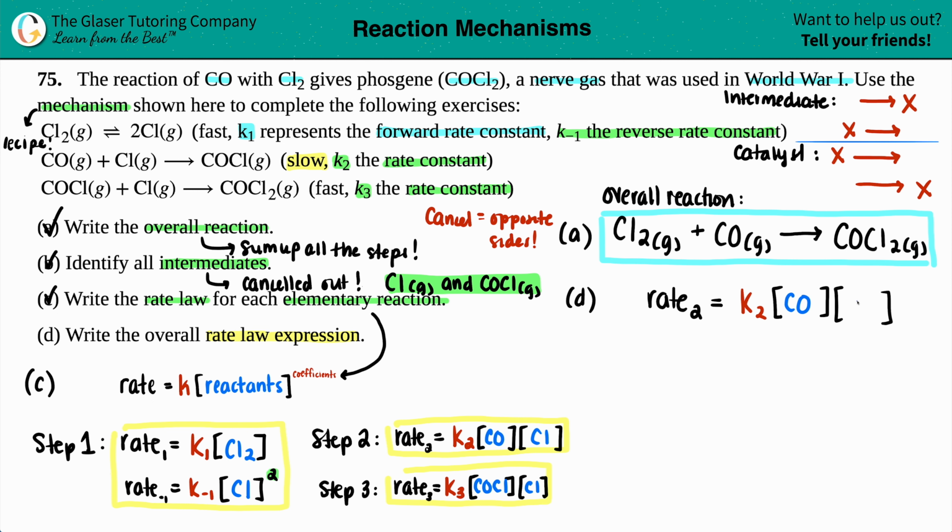CO times Cl. All right, now we cross our fingers, because if we were done, we need to make sure that there are no intermediates in our rate law. Now, we did state that there were two intermediates: Cl and COCl. Do we have an intermediate in our generalized rate law coming from the slow step? Yes, we do. This is the issue. The issue is the Cl. The Cl gas is an intermediate. Boo-hoo, we do not want intermediates ever in our rate law.